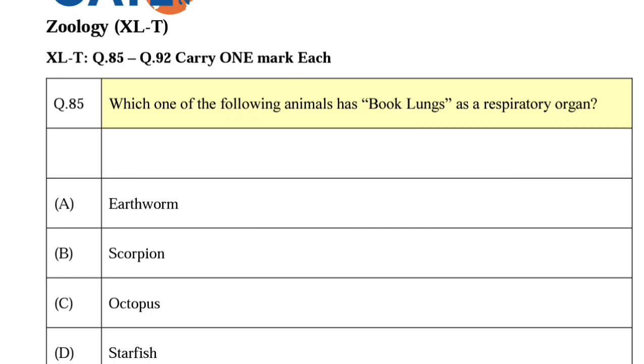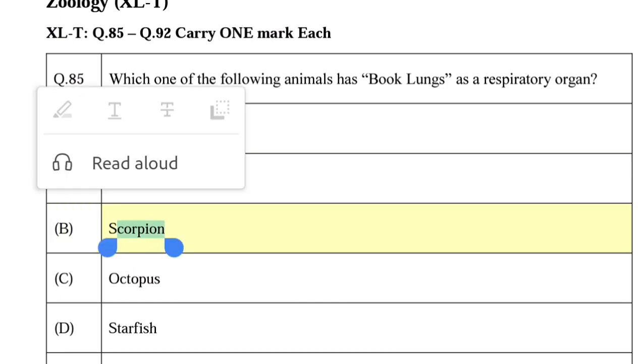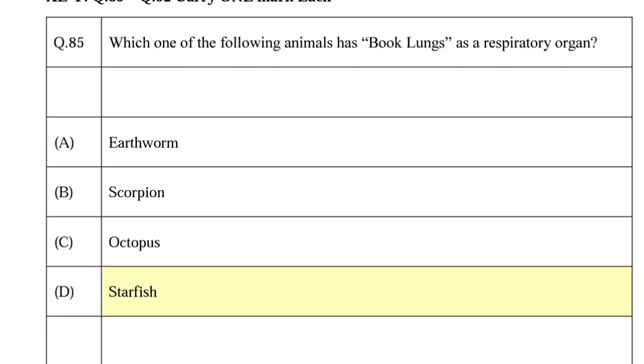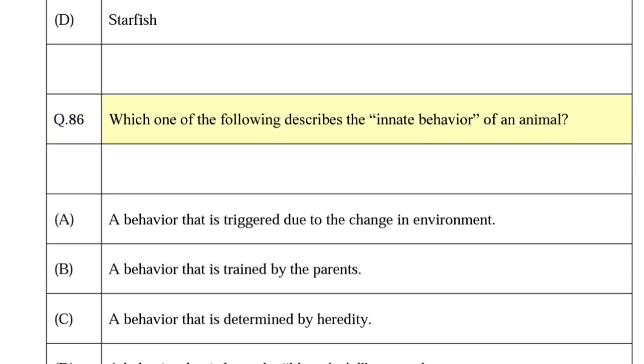Which one of the following animals has book lungs as a respiratory organ? A. Earthworm. B. Scorpion. C. Octopus. D. Starfish. Q.86. Which one of the following describes the innate behavior of an animal?